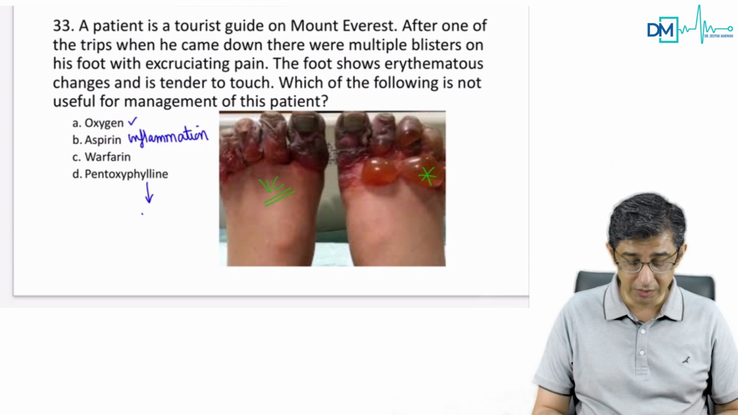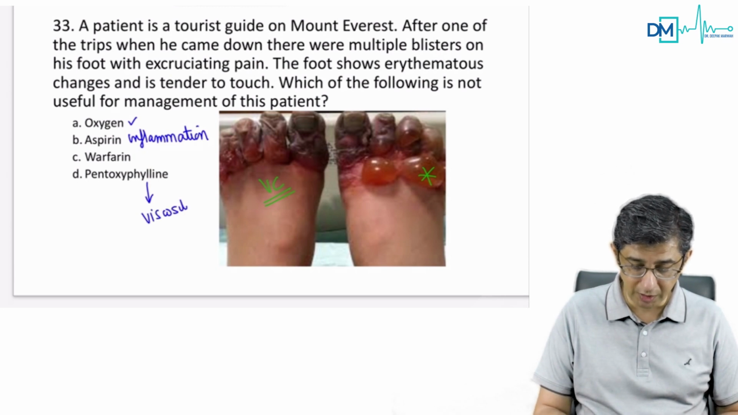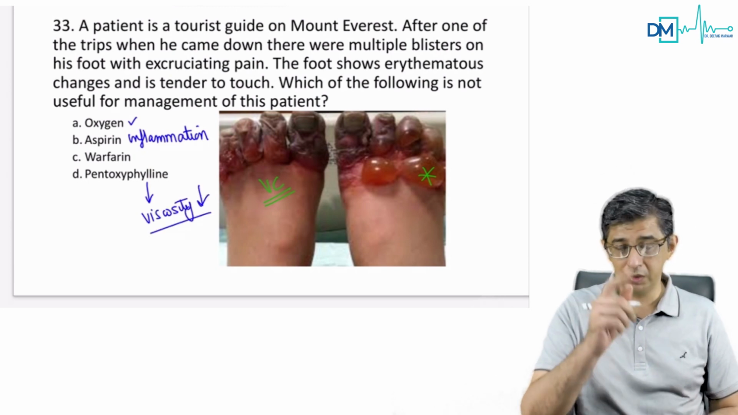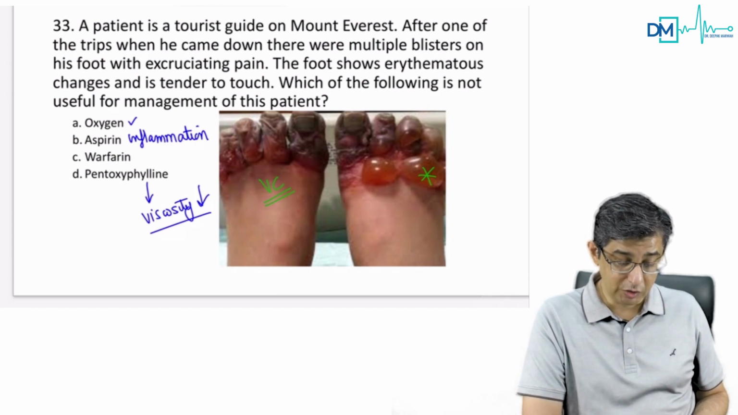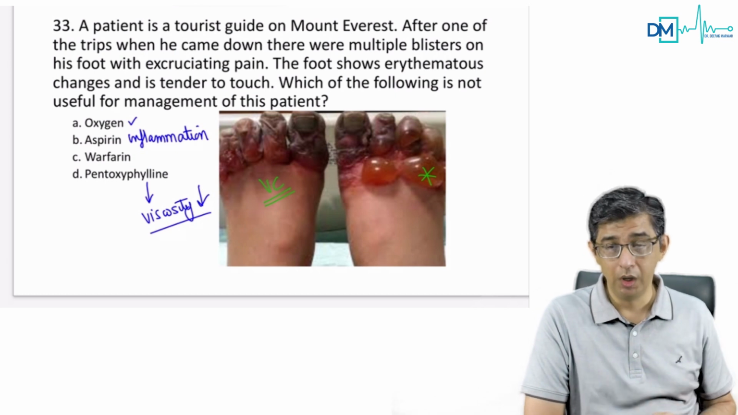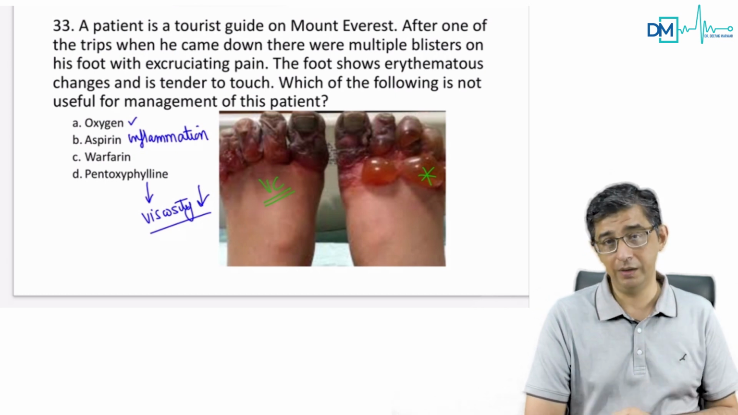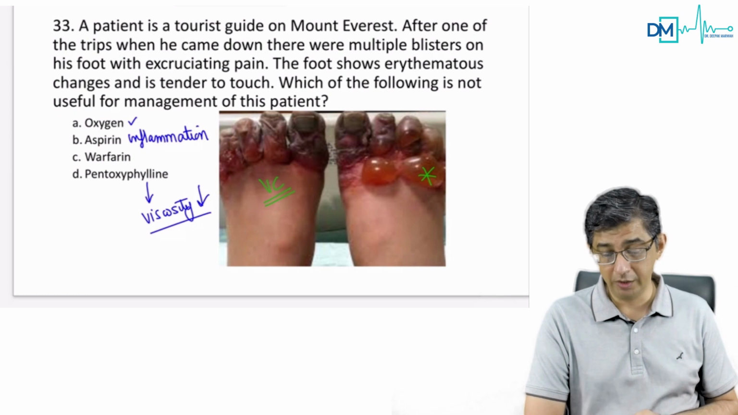Pentoxifylline, guys, what it does is reduce the viscosity of blood. When I was discussing this in the Zoom meeting with my prep students, a lot of them were saying, sir, viscosity reduction is done by aspirin. No, aspirin, man, is an antiplatelet drug. It is not an agent that reduces viscosity.